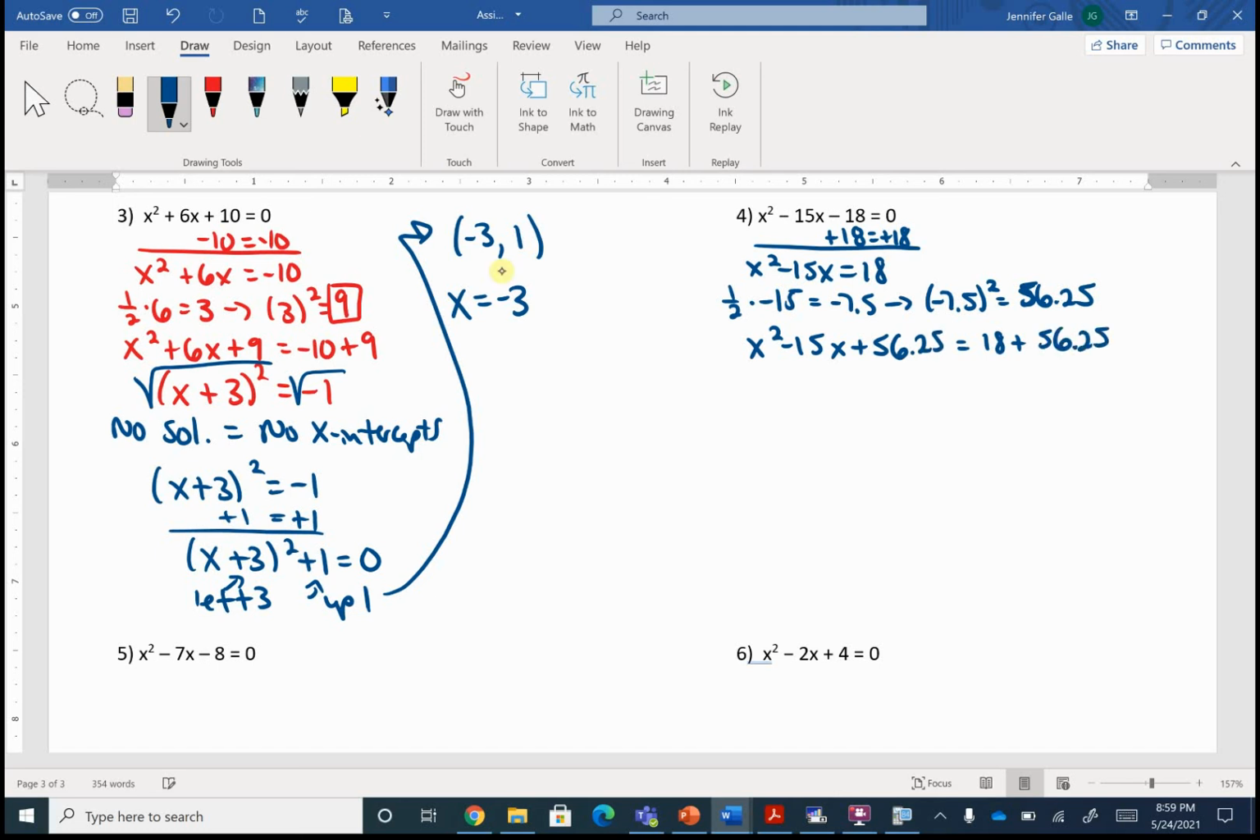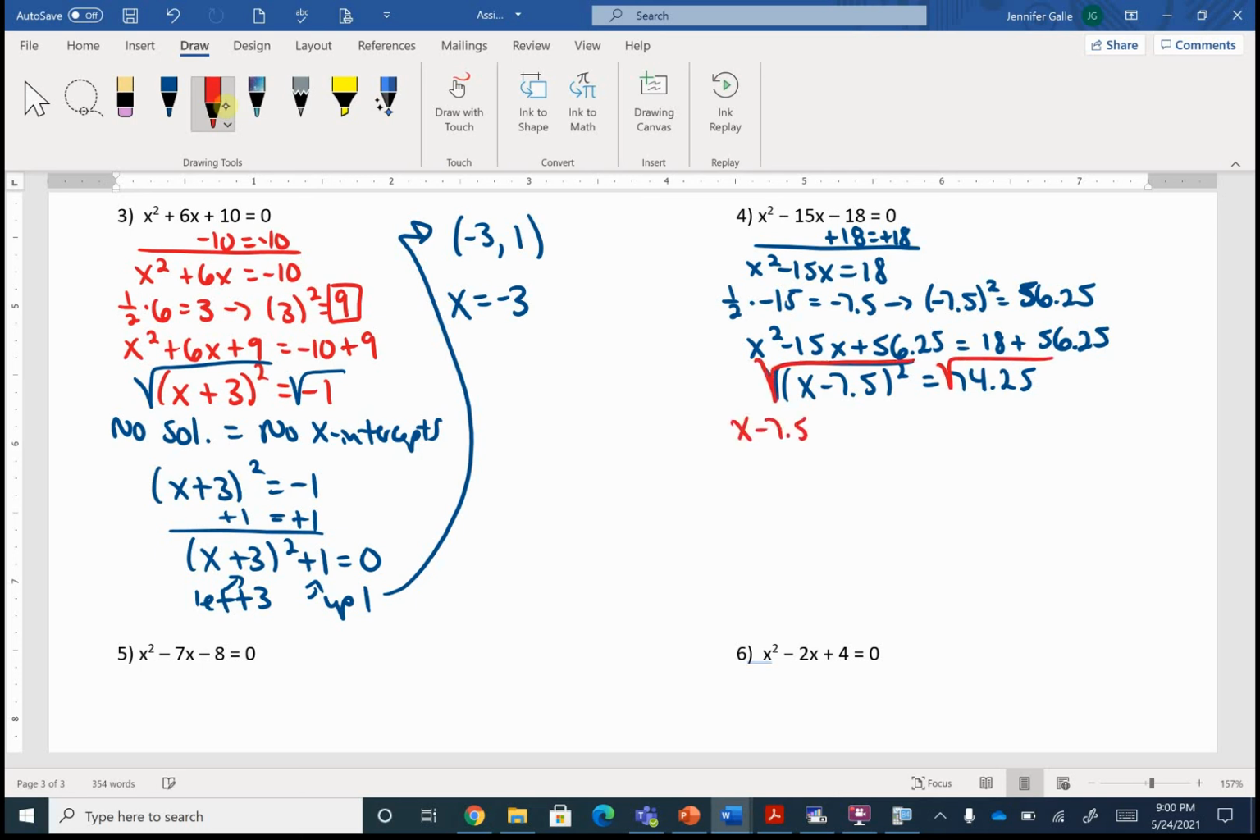So over on the left, we're going to have x, and then half of b is negative 7.5. We square it. And then over on the right side, there's the 74.25. I just got a little bit ahead of myself, guys. So then from here, to undo the square, we take the square root of both sides. So we have x minus 7.5.